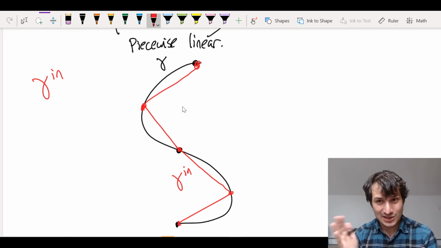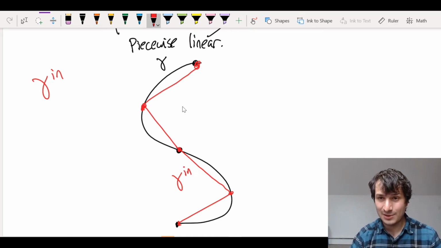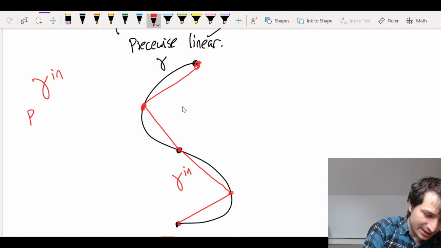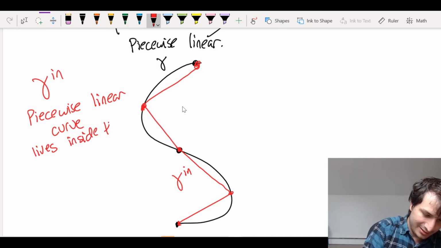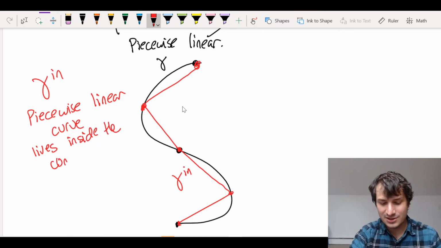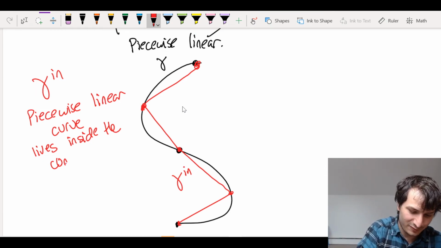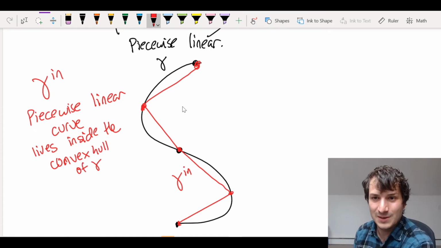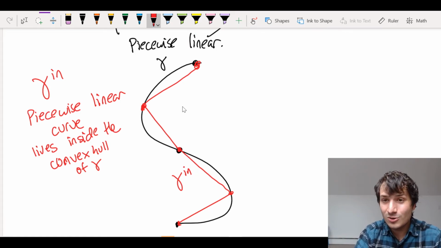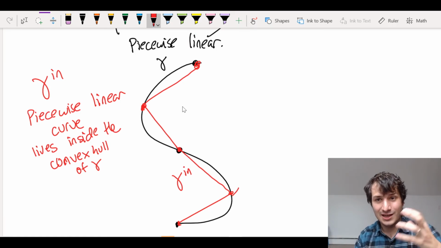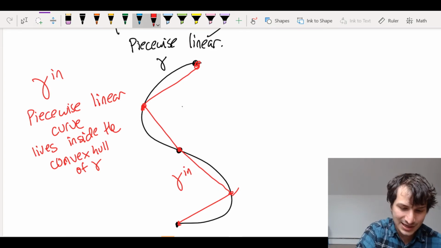So again, just like before, we're saying something is true for every possible gamma in and gamma out. Gamma in here is a piecewise linear curve, and it lives inside the, some people call this the convex hull. If you don't know what convex hull is, it just means this picture. It means inside the curve, the convex hull of gamma. As long as it's piecewise twice differentiable, it's perfectly fine. And you can make the approximation using more and more line segments, however you want. So that's gamma in.